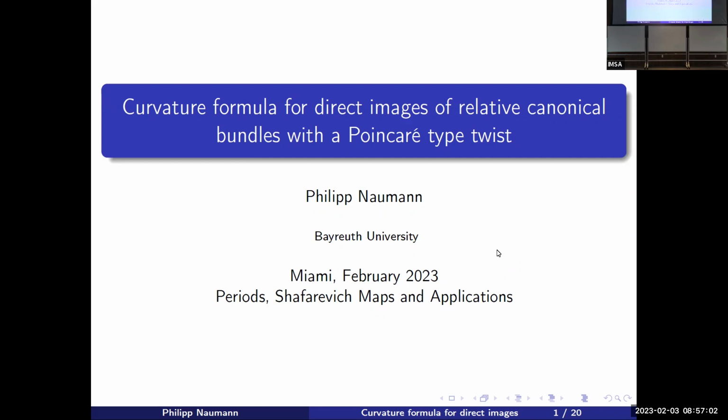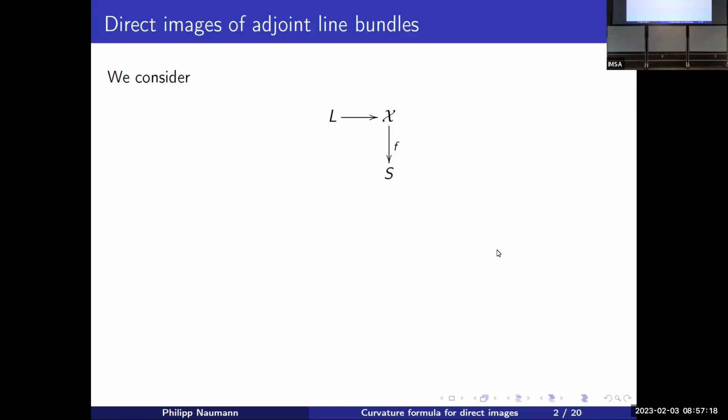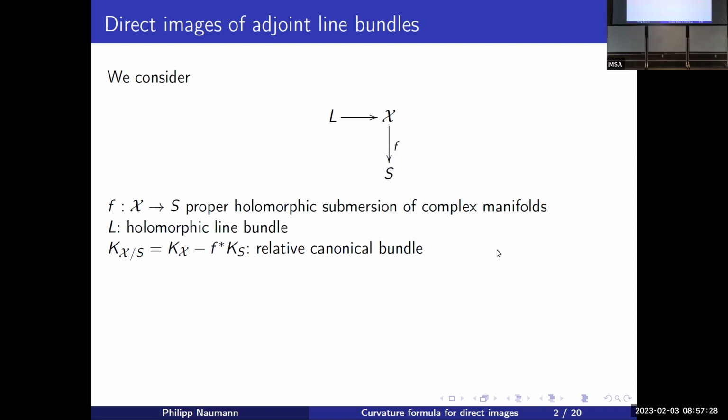And the topic for today is, as written here, a curvature formula for direct images, and the whole thing in the open case. And I start with the following general setting. So we consider a proper holomorphic submersion of complex manifolds. So it's a smooth map from script X to S. And L is at the moment a holomorphic line bundle on the total space.